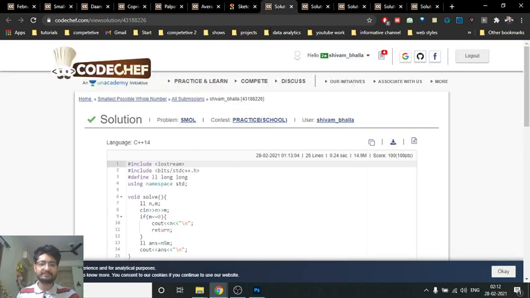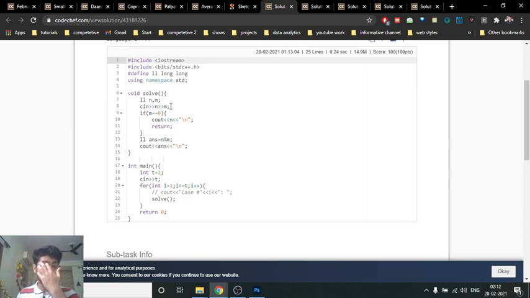The answer for this is just, I've written k as m, so n and m. And if m is equal to 0, then the answer is just n. Else the answer is n mod m.